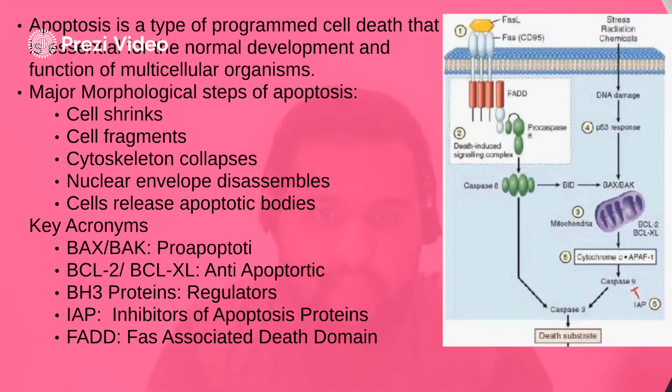Now, during programmed cell death, you have two major pathways to consider: the extrinsic pathway and the intrinsic pathway, which we'll be delving into in a while. But before we do that, I would like to draw your attention to a few key acronyms. BAX and BAK, which are pro-apoptotic genes; BCL2 and BCL-XL, which are anti-apoptotic; BH3 proteins, which are regulators of BAX and the BCLs; IAP, which is an inhibitor of apoptosis protein; and FADD, which is Fas-associated death domain. Please keep these in mind. These are going to come up in a bit.